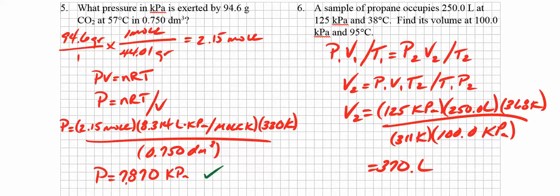I'm just going to plug in. P1 was 125 kilopascals. V1 is 250.0 liters times the temperature of 368 degrees Kelvin. Divide that by 311 Kelvin and divide that again by the second pressure, which is 100 kilopascals. When you do that, you get 370 liters. That will do it for the last one.